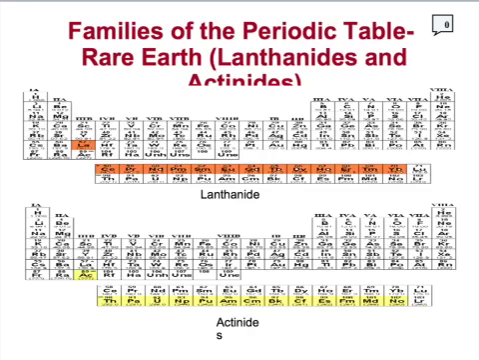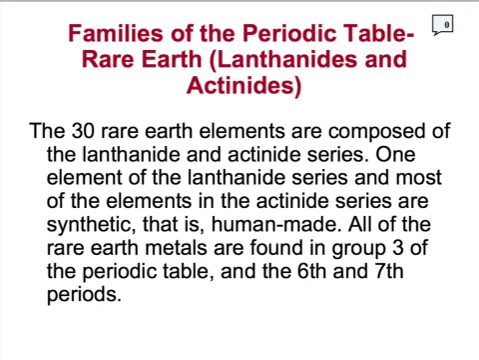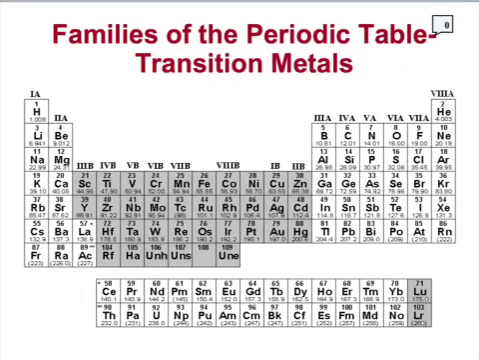Next we have our rare earth elements, the lanthanides and actinides. Label these on your periodic table. The 30 rare earth elements are composed of the lanthanide and actinide series. One element of the lanthanide series and most of the elements of the actinide series are synthetic, which means they're human-made. All of the rare earth metals are found in group 3 of the periodic table and the 6th and 7th periods. In groups 3B through 8B, you'll find the transition metals.